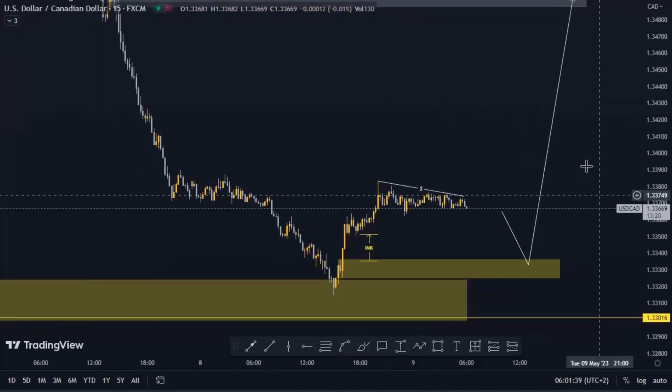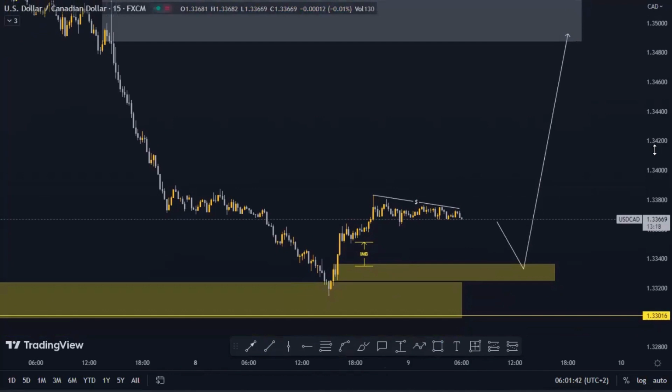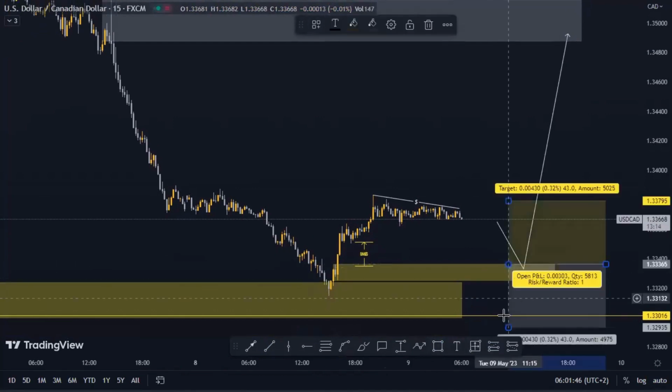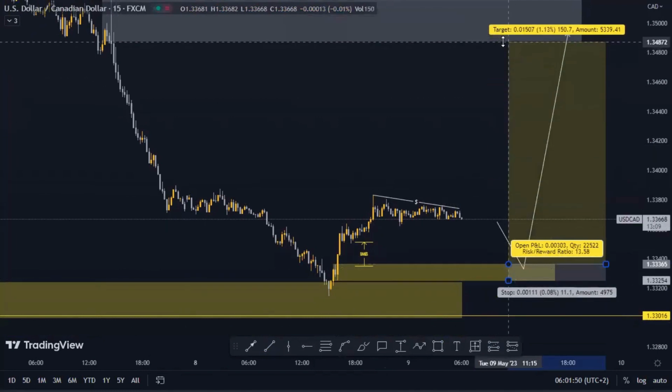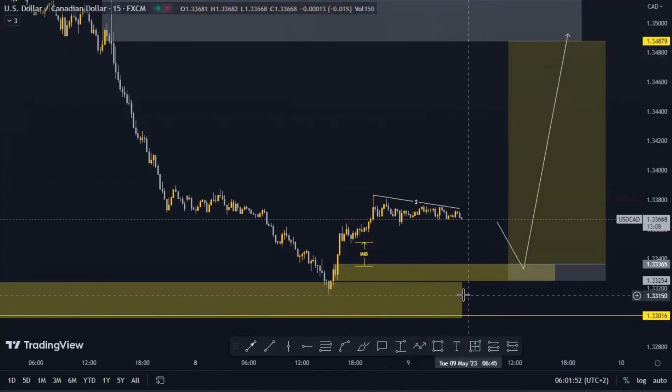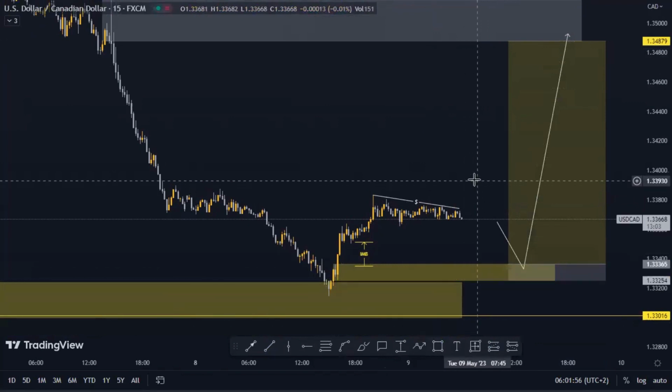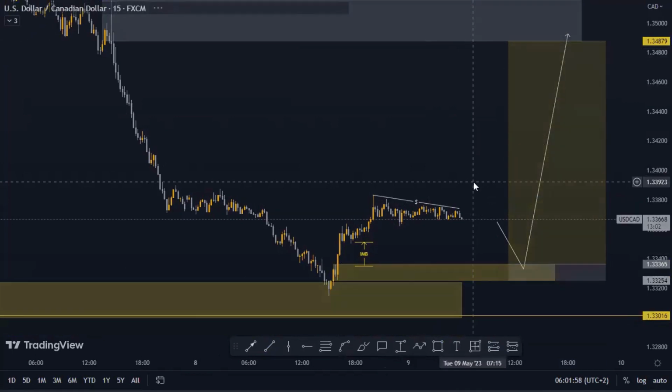So yeah, that's what I anticipate from a dollar CAD. And to me, it looks like a very nice risk reward ratio trade. Hence, I have set my buy limit on this. So that's what we have.